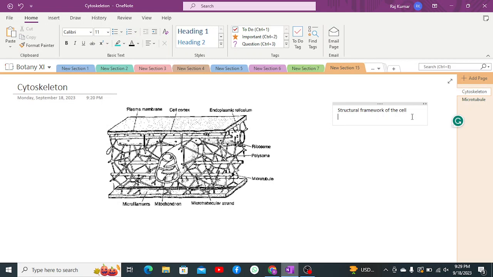Now, it is the structural framework of the cell, which is made up of a network of fibrous proteins, which includes several types of fibrous proteins, including tubulin protein, which is present in the microtubule, which we are going to discuss here. Now, these fibrous proteins are in different ranges. First, we're going to discuss how the cytoskeleton works in the cell. Cytoskeletons are basically scattered all over the cell. These are responsible for a few things.